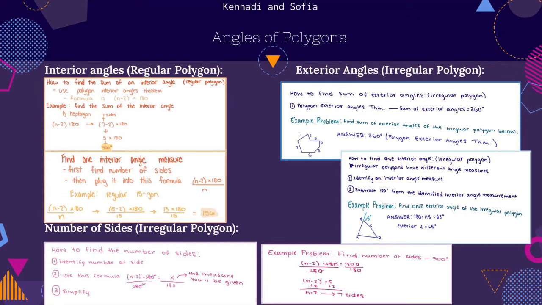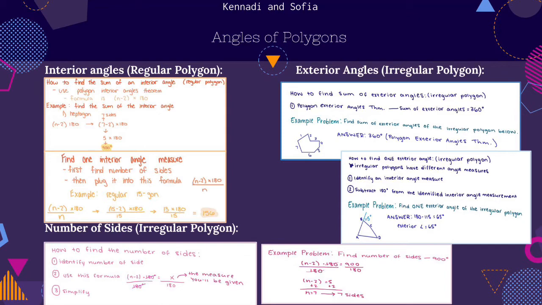Here's how you find one individual exterior angle of an irregular polygon. First, you're going to identify one interior angle measurement, then you're going to subtract the identified measurement from 180. The example problem below says to find one individual exterior angle of the irregular polygon. It gives us the measure 115 degrees, so we're going to subtract 180 minus 115, which equals 65 degrees. So one individual exterior angle is 65 degrees.